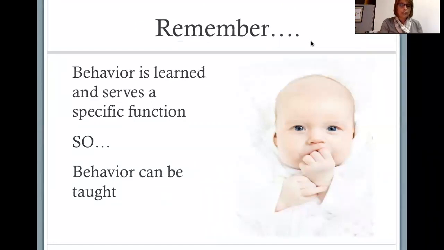As Anne mentioned earlier, behavior is learned and serves a specific function. Why is this important? Because this basic assumption means that we can change behavior by teaching the behavior we want or expect.